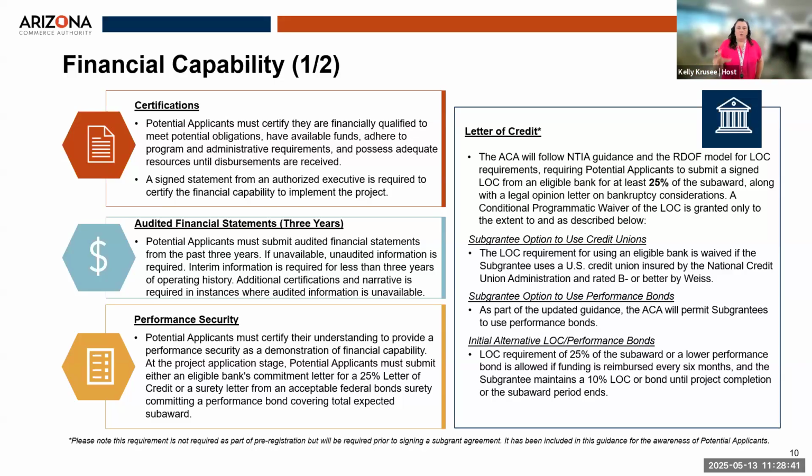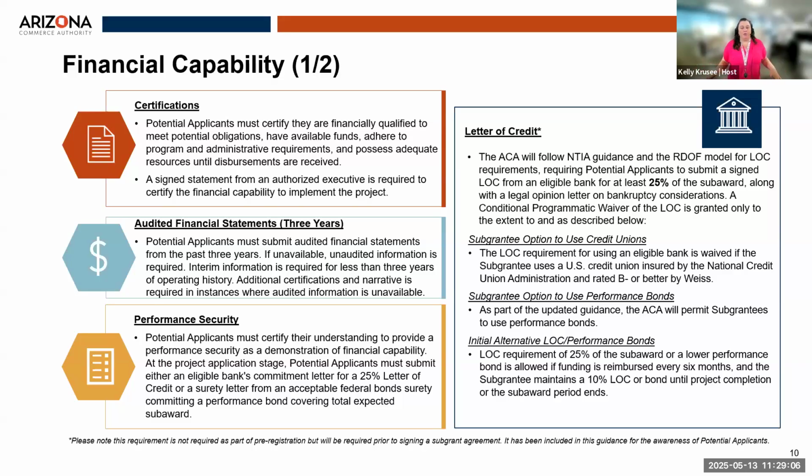And then also as you are filling out your information here, there are a lot of spaces in the pre-registration where you can provide a narrative. And that's where we're looking for you to tell us the story of your tribe and how you can meet the financial capability. So we've got those audited financial statements. If those aren't available, then we're looking for a full year of statements. And then the performance security.